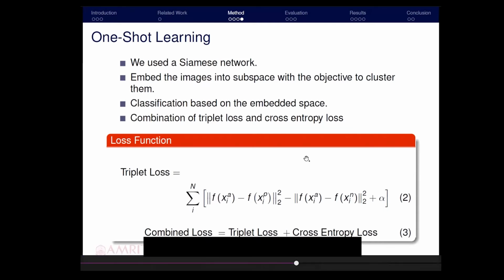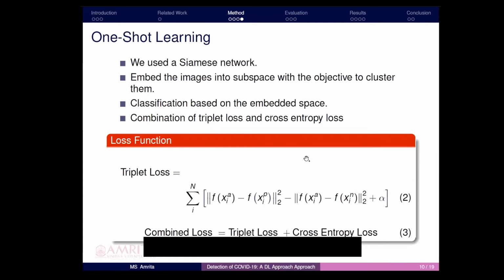We have used a combination of two losses for this purpose: triplet loss function and cross entropy loss function. This allows the model to first embed the image into different clusters based on the class and then classify them better based on this embedded vector.